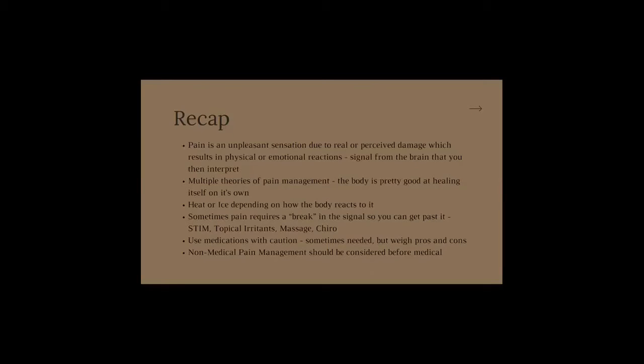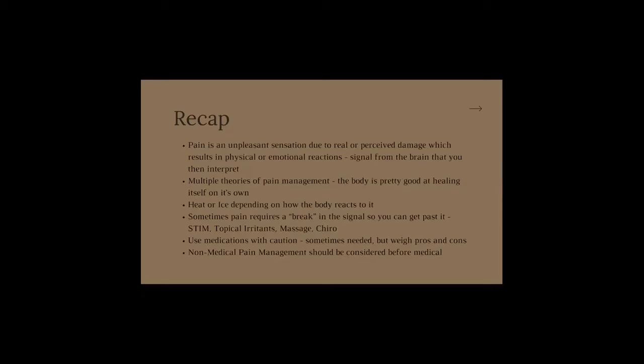But to recap today, pain is an unpleasant sensation due to real or perceived damage, which results in physical or emotional reactions, and it's a signal from your brain that you interpret. There's tons of theories of pain management, but the body is pretty good at healing on its own. We just kind of have to help it along by strengthening it after. You can use heat or ice depending on how your body reacts to it. There's no real hard and fast rule other than don't heat a really hot swollen area because that's going to make it worse.